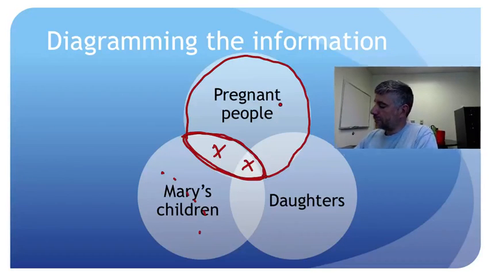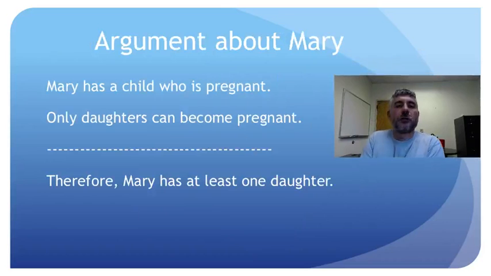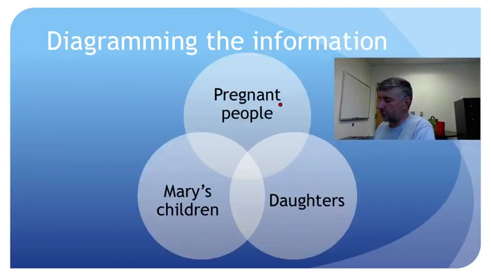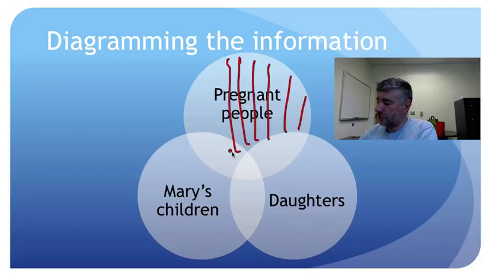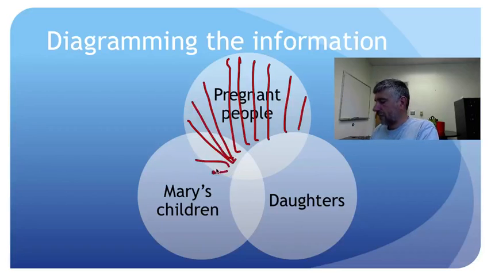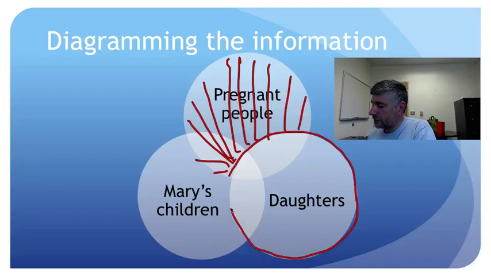Let's see. So premise 2 says only daughters can become pregnant. So how do we visually represent the information that only daughters can become pregnant? Well, only daughters can become pregnant means that there can't be any pregnant people who are not daughters. So we have to shade out the portion of the circle of pregnant people that's outside the circle of daughters. Right? There can't be any pregnant people who are outside this circle. All the pregnant people are inside this circle.